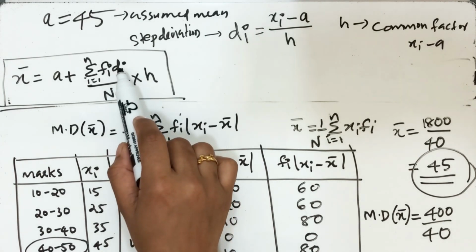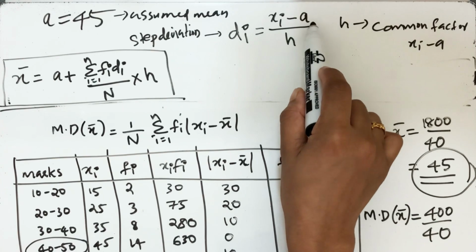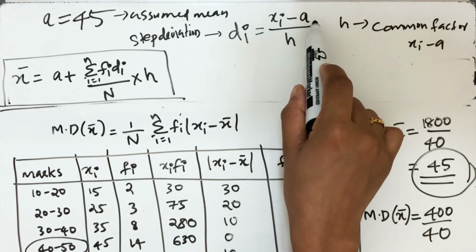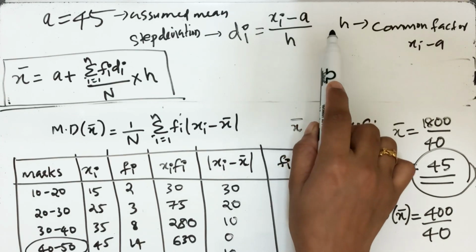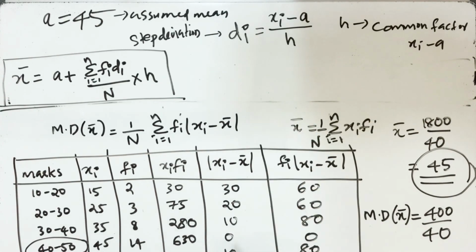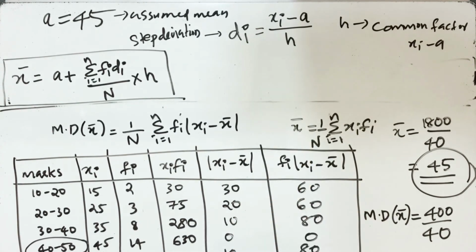Here di is nothing but xi minus a by h. A is the assumed mean, that is almost the middle value, and h is the common factor in xi minus a. We can see this example by this method, okay? Then you will be more clear.